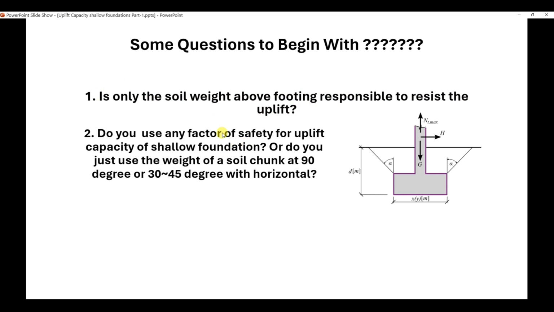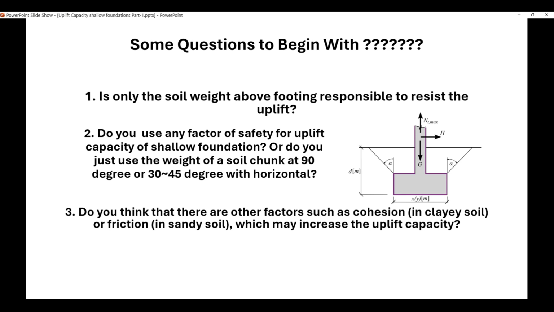The second question is, do you incorporate any factor of safety for uplift capacity of shallow foundations? Or do you just use the weight of the chunk of the soil and then compare it with the uplift you are facing in your foundation due to lateral loads? Basically, in case of sheds, we get such uplifts from wind loads, right, where bracings are located.